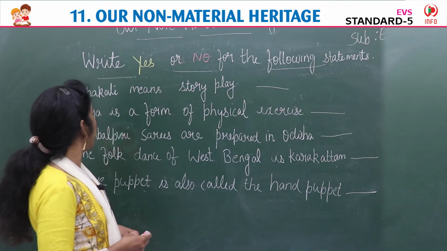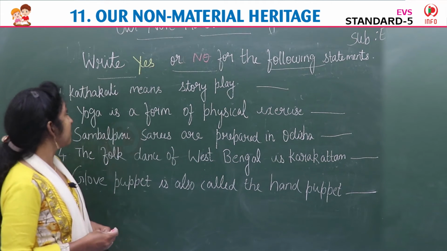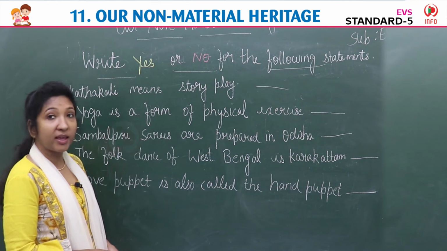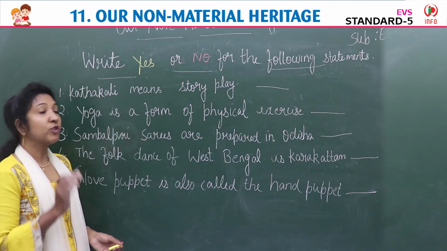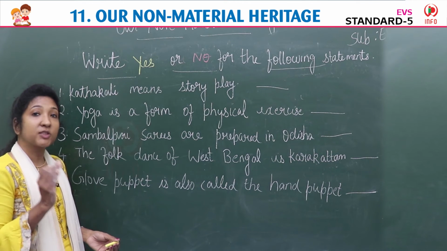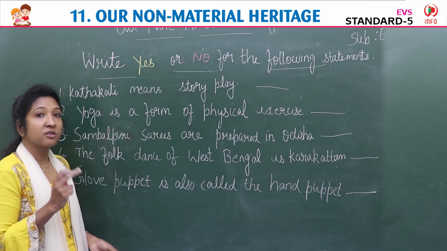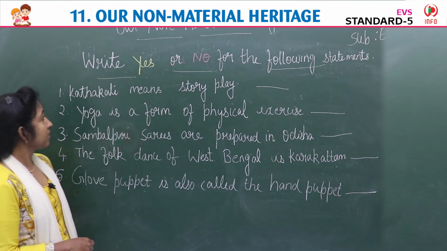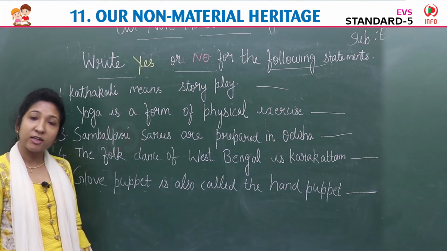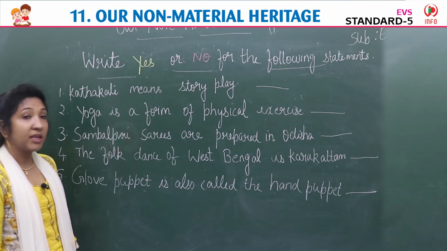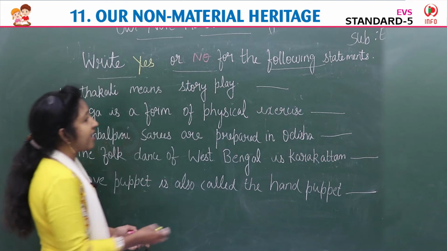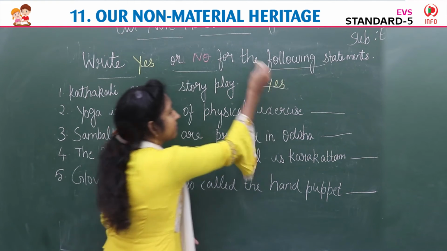Yes children. Now coming to the next exercise, write yes or no for the following statements. Given are some statements. You have to read the statement and see whether it is correct or wrong. If it is correct, you have to write yes. If it is wrong, you have to write no. Let's see. The first statement is Kathakali means story play. Is the statement right or wrong, children? Yes, it is the correct statement. So the answer is yes.